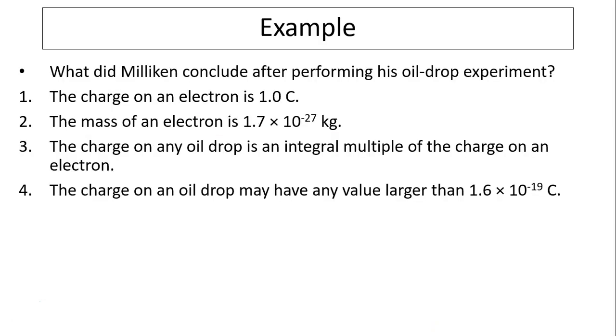Take a look at this example. What did Millikan conclude after performing his oil drop experiment? So we just said he concluded there is an elementary charge. So an oil drop may not have a value less than this amount, 1.6 times 10 to the negative 19. On the other hand, all the charges on any oil drop are integral multiples of this charge. So the answer is number 3.